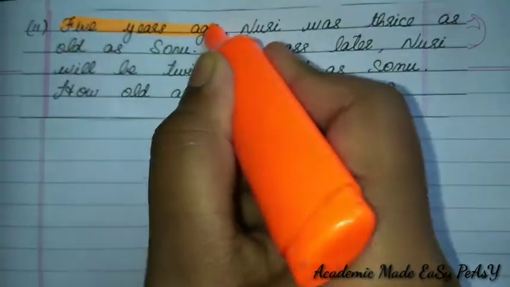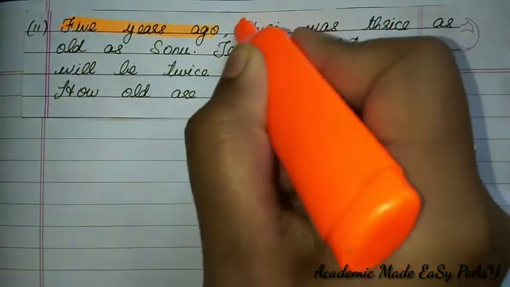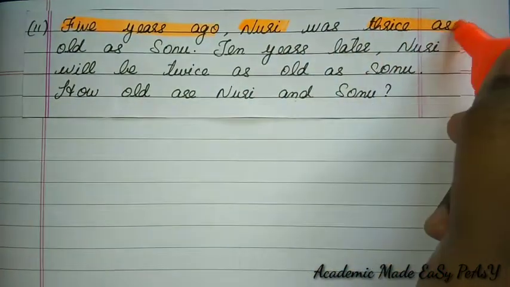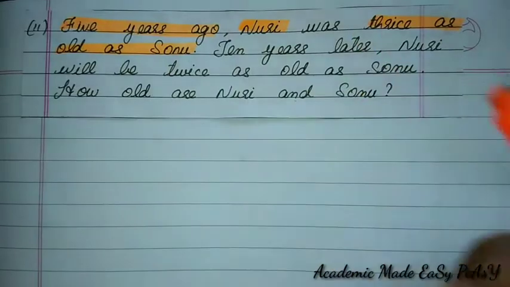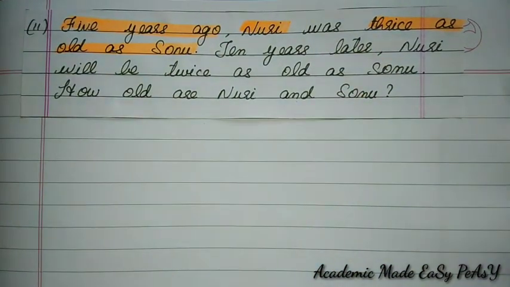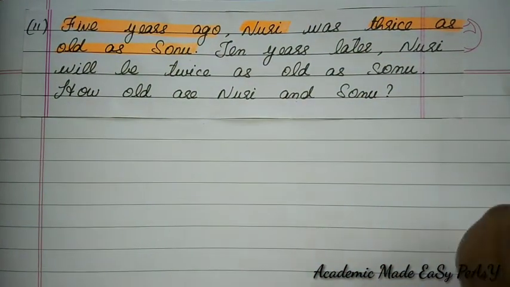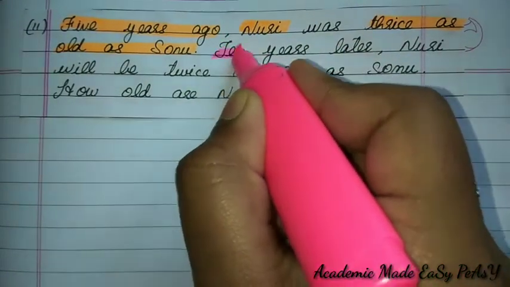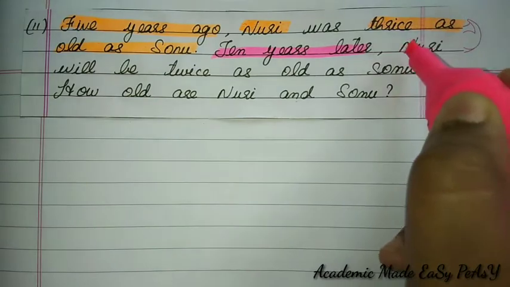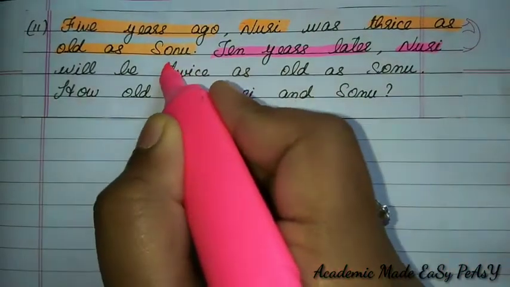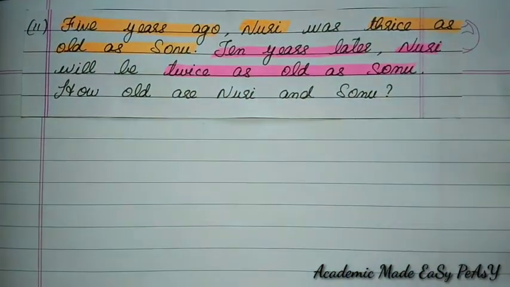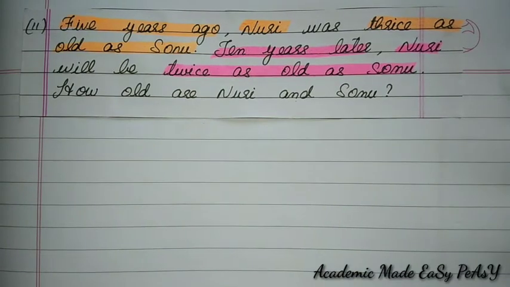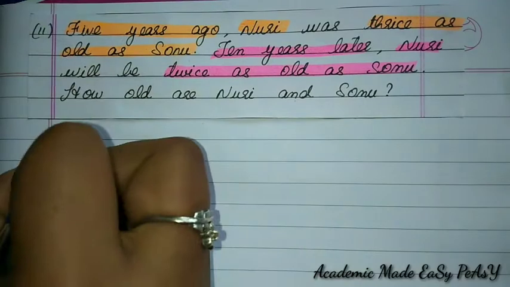So once more let me read. 5 years ago, before 5 years, Nuri's age was thrice as old as Sonu. So Nuri's age is equal to 3 times of Sonu's age. Next, what they are saying is that 10 years later, after 10 years, Nuri's age will be twice as old as Sonu, 2 times Sonu's age. That's it. So now let's move on to the solution part.